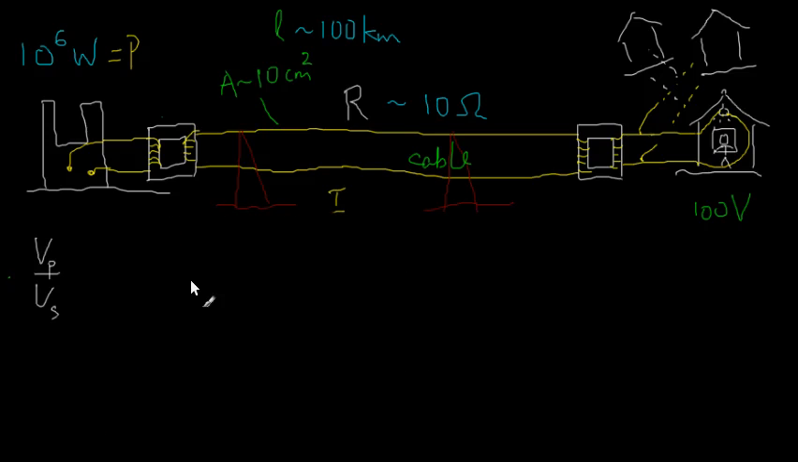So these equations are that the primary voltage over the secondary voltage is equal to the number of turns in the primary coil, meaning the number of turns in this coil, divided by the number of turns in the secondary coil, and this in turn is equal to the current in the secondary coil divided by the current in the primary coil.